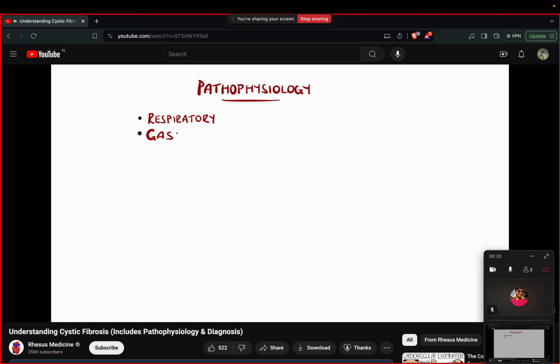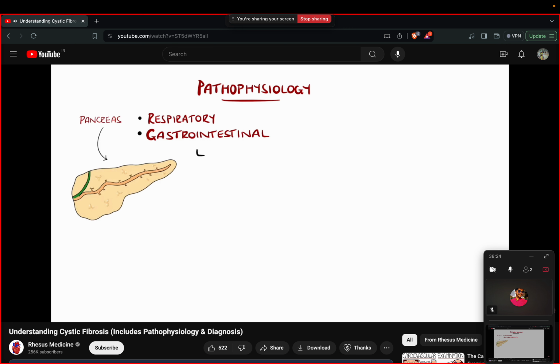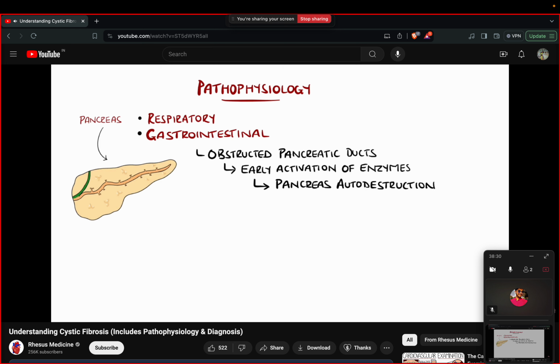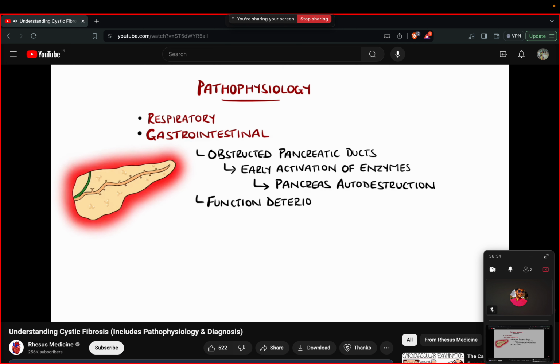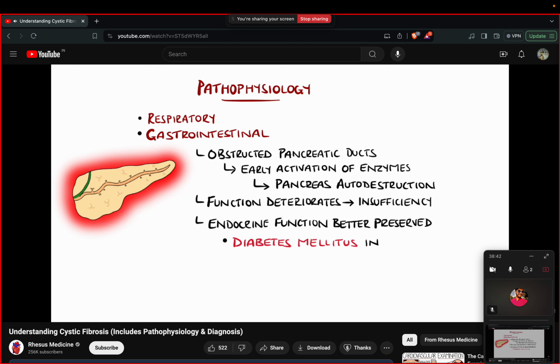As we mentioned, the pancreas can be affected. The obstructed ducts can lead to early activation of the enzymes and subsequent autodestruction of the pancreas. Pancreatic function then deteriorates, eventually causing insufficiency. The endocrine function of the pancreas is largely maintained, at least initially, but diabetes mellitus is present in 2% of affected children and 50% of adults.